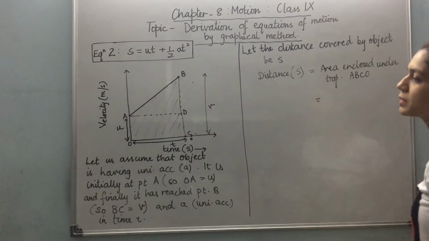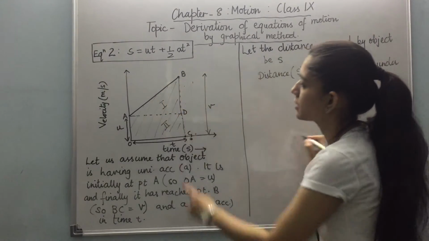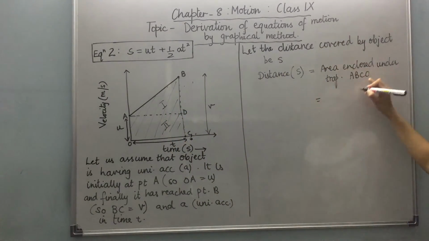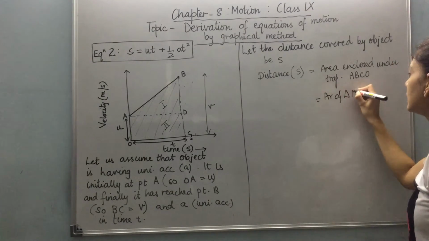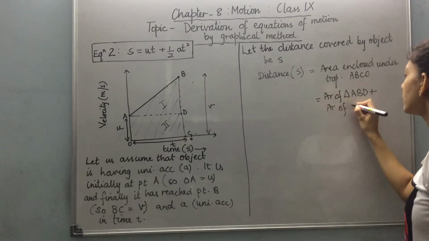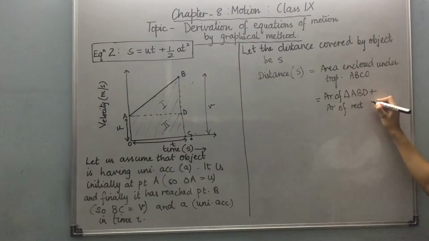Now, this trapezium can be divided into two parts. One is this triangle, one is this rectangle. So we can say the area enclosed under this trapezium is the area of triangle ABD plus the area of rectangle ADCO.